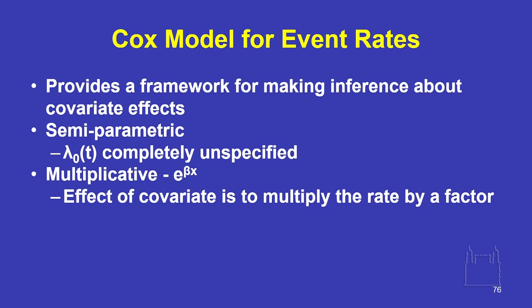This is what's called, for the handful of statisticians in the room, a semi-parametric model, because we do not specify the baseline hazard. Nobody else in this room cares about that fact, but we have like four statisticians here, now you know. This is a multiplicative model. So again, if I move from drug to no drug, or from age 50 to age 60, the effect of that covariate is going to multiply the rate by some factor.